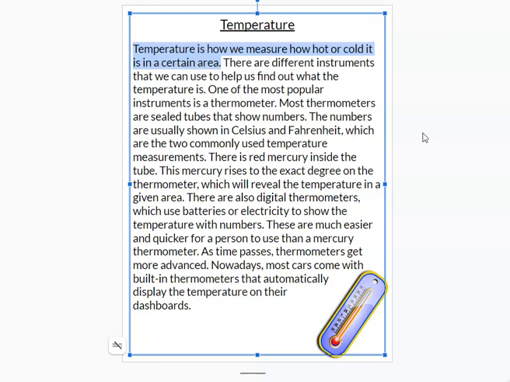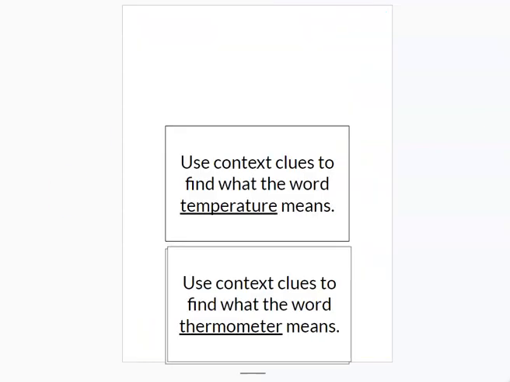This question reminds me of our simple questions from other lessons. Right here in the first sentence, it very clearly tells us that temperature is how we measure how hot or cold something is. We don't have to read additional sentences, and we don't have to put clues in different sentences together. This sentence very clearly states what the temperature is. Let's look at the next word.